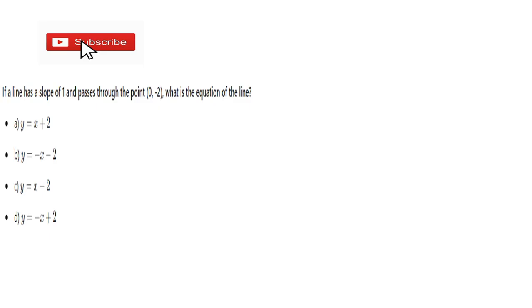Take this other one. If a line has a slope of 1 and passes through a point 0, -2, what is the equation of the line? A, y equals x plus 2. B, y equals minus x minus 2. C, y equals x minus 2. D, y equals minus x plus 2.